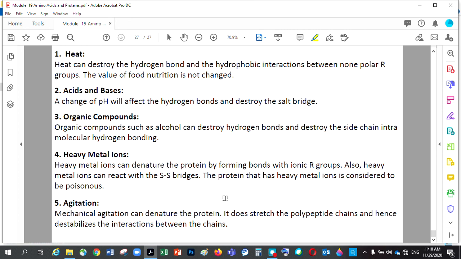Agitation, mechanical agitation, can denature the protein, and it does stress the polypeptide chain and hence destabilizes the interaction between the chains. Back to the heavy metals. Heavy metals inside those proteins can be considered poisonous. Thank you very much for your attention.